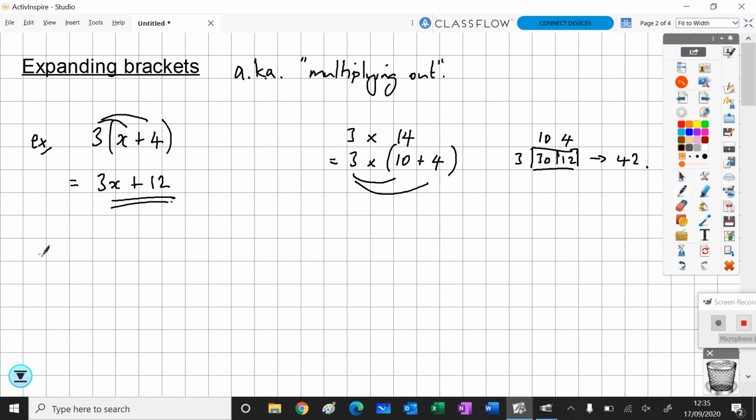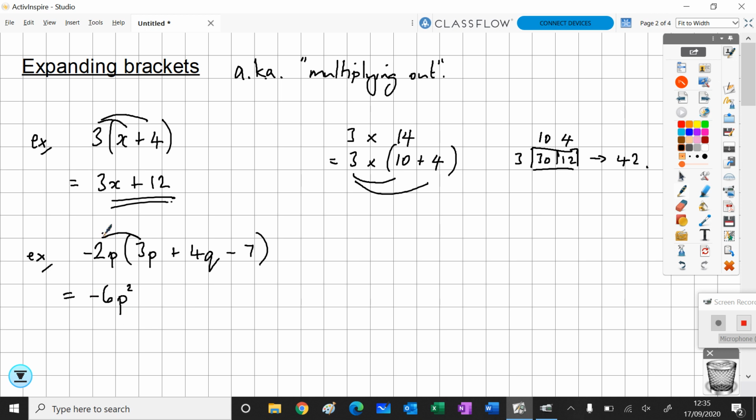If you have a slightly more complicated one, let's have negative 2p times a bracket containing 3p plus 4q minus 7. Still a single bracket, still works the same way. We need to multiply those. Negative times positive makes negative. 2 3s are 6. P times p is p squared. And so the first term of our expansion, negative 6p squared.